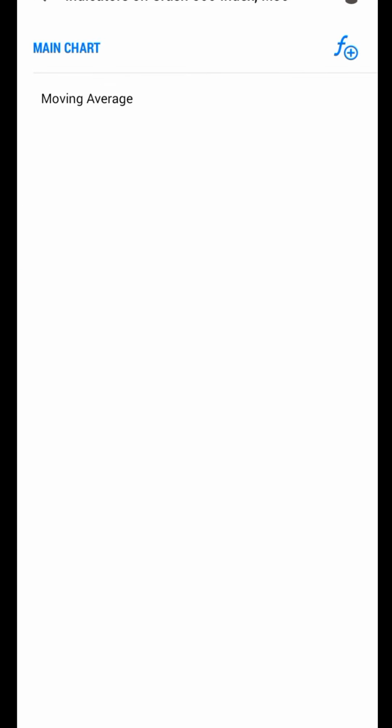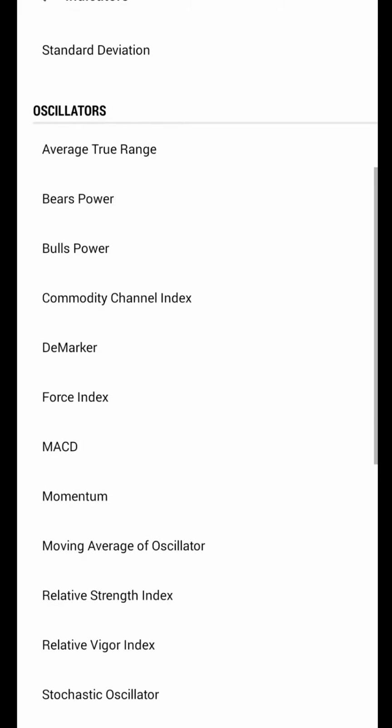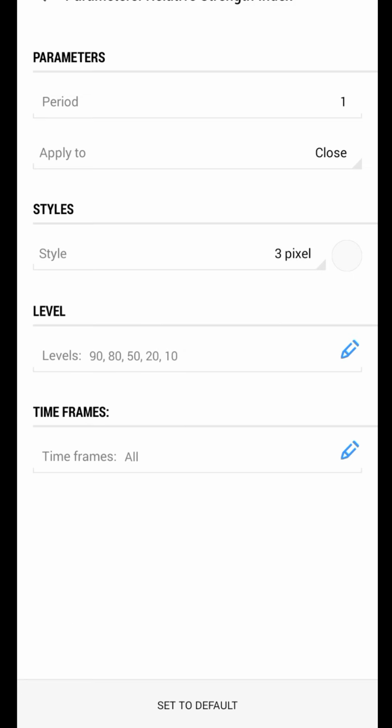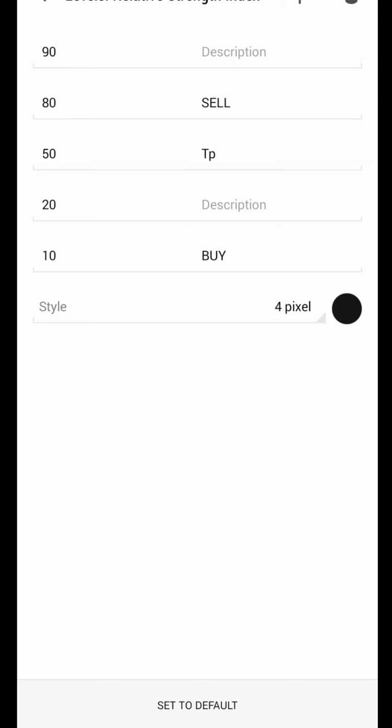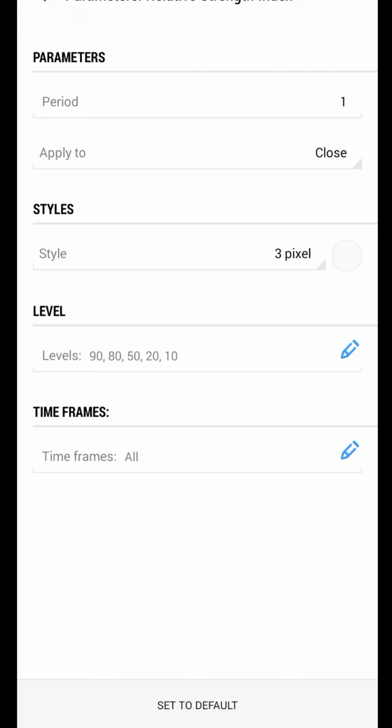The next indicator to add is the Relative Strength Index, RSI, which tells us when the market is overbought and oversold. So what are the parameters? These are the parameters. Come to the levels. These are the levels: 90, 80, 50, 20, 10. Under the 80, you can label it sell, and 10 buy. You can choose any color of your choice, then come back.